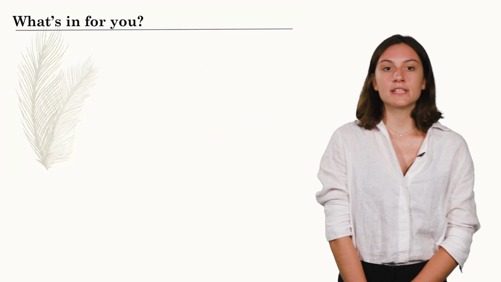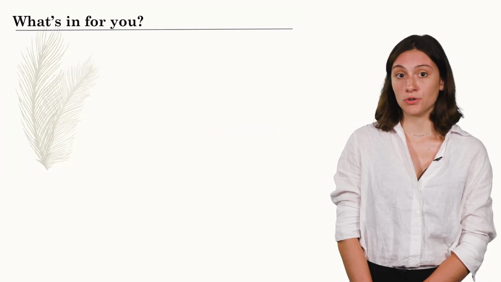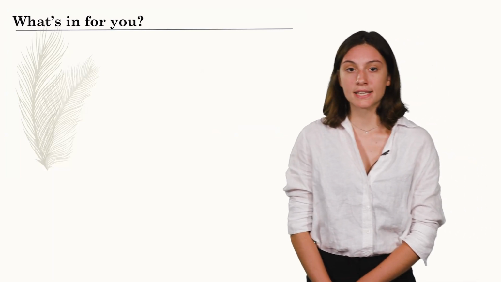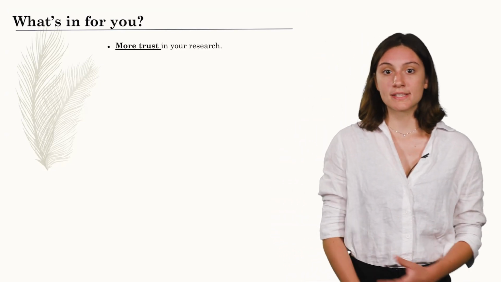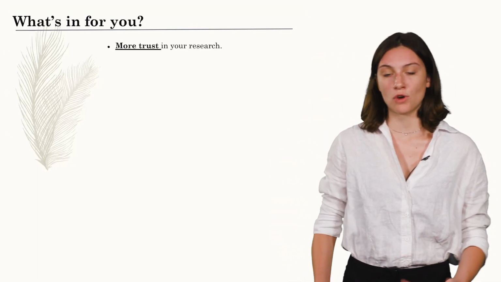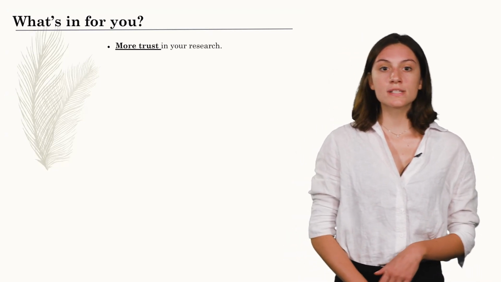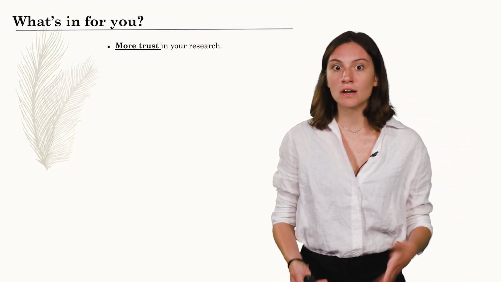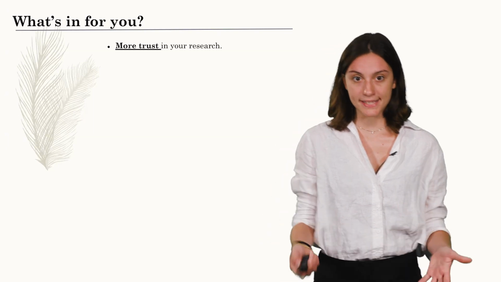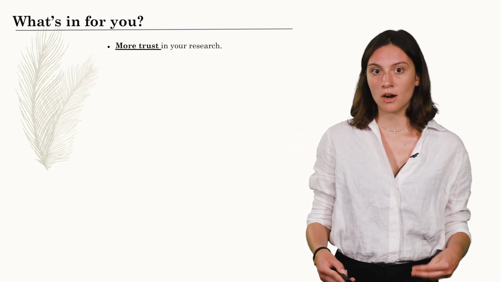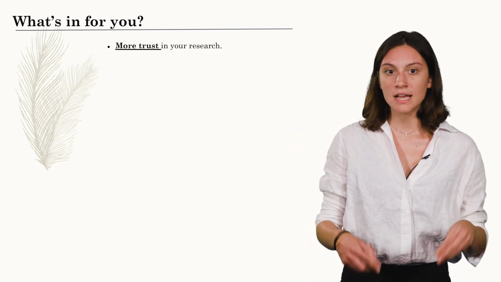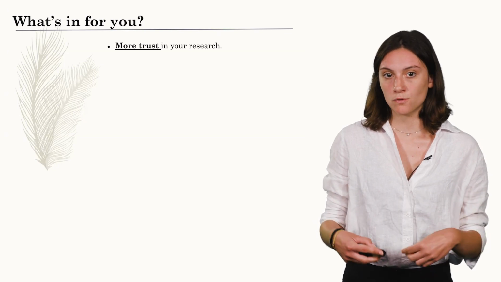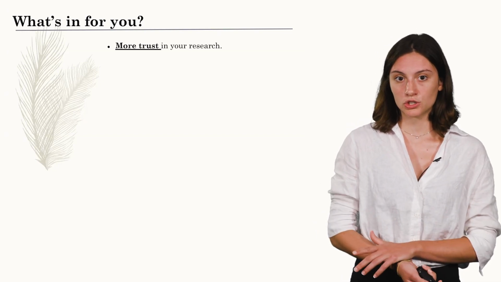I want to end this presentation by discussing what's in it for you. So how open science can help you as a researcher. One important aspect of open science is that it can increase trust in your research. Because members of the public, but particularly other researchers, can actually see not only what your results are, but how you got to those results, there's going to be more trust that comes from more scrutiny of your research.